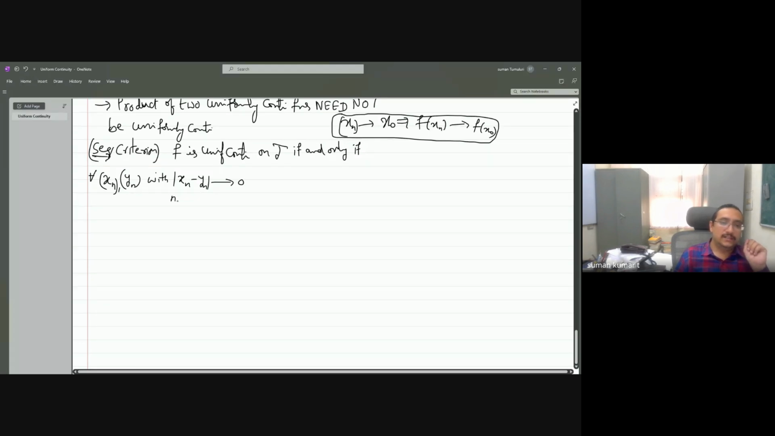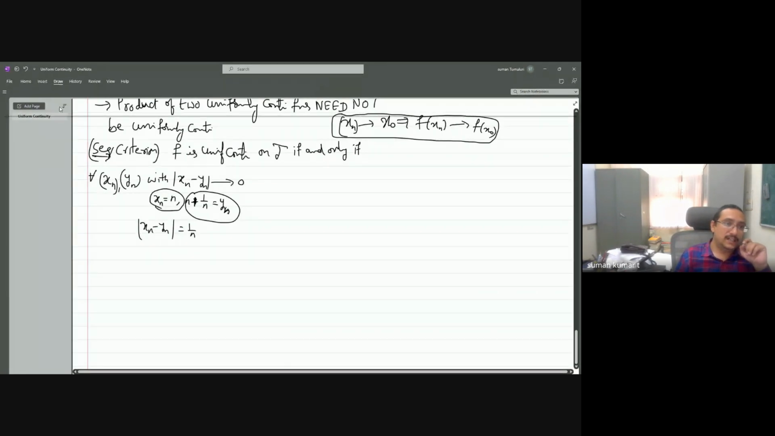For instance, xn could be n, xn equal to n, and yn is equal to n plus 1 by n. I'm not saying that xn converges. Xn could diverge. For instance, xn equal to n is a divergent sequence. Yn is another divergent sequence. But the difference between xn and yn, what is xn minus yn here? In modulus, that is 1 by n. This is a convergent sequence. Okay, I want such kind of sequences.